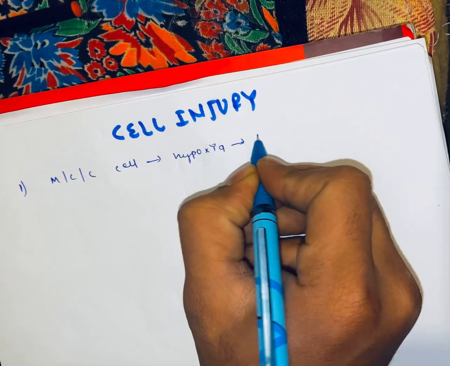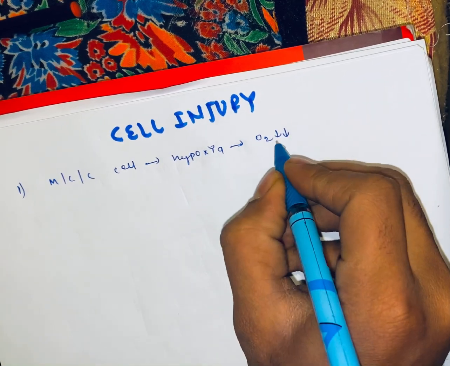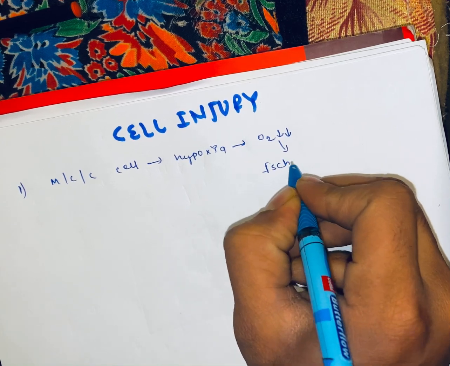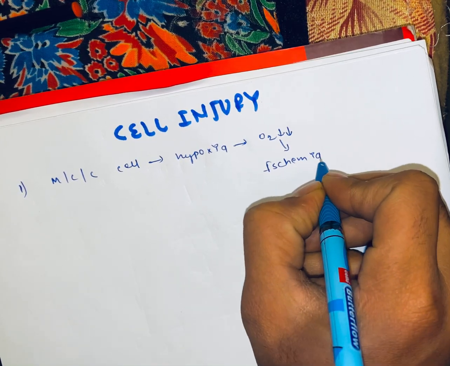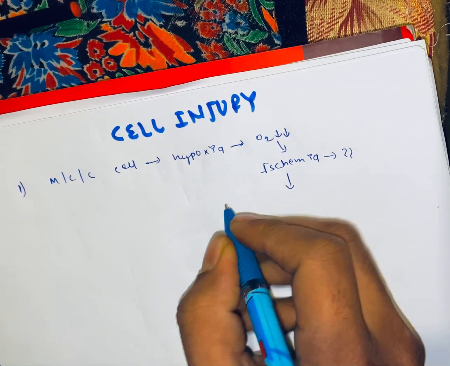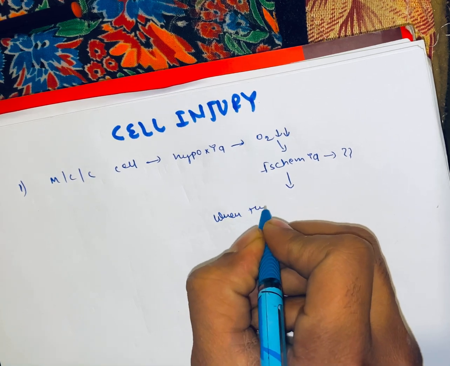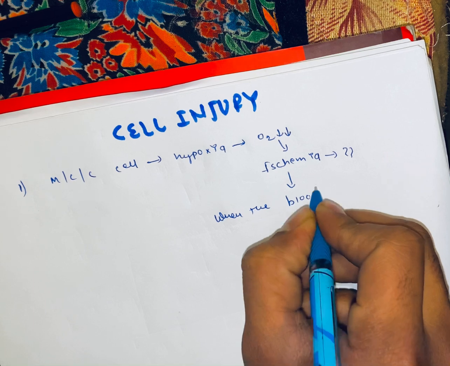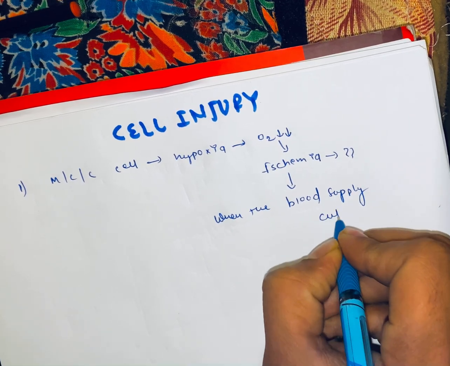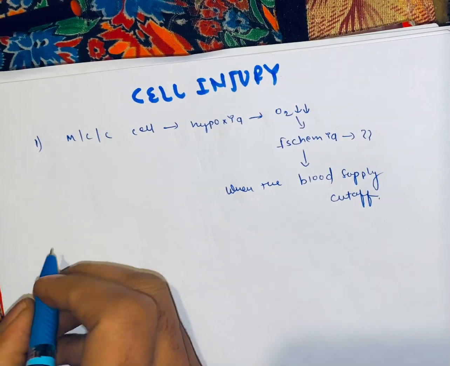Hypoxia means decrease in oxygen level in our body. And why does oxygen level decrease? Due to ischemia. And what is the meaning of ischemia? Ischemia means when the blood supply is cut off.